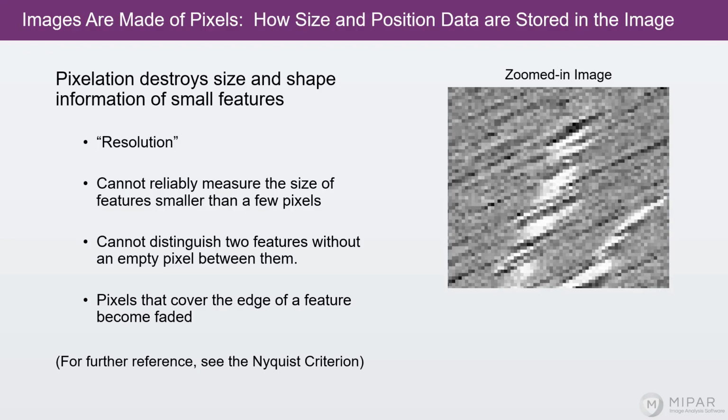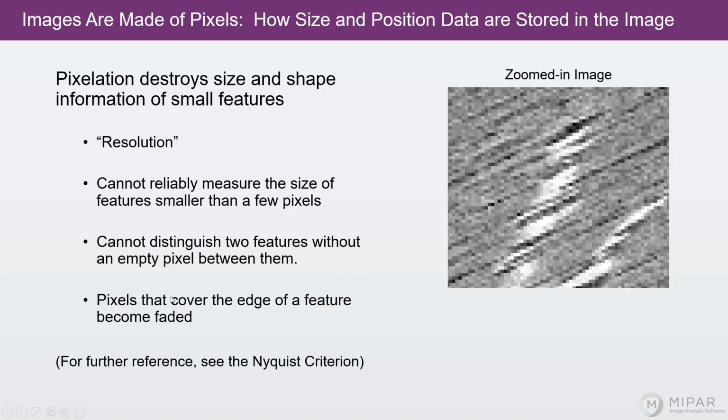This is known as the resolution of the image, how small those pixels are, and technically the distance between two features that you can distinguish based on the pixel size. So of course you can't reliably measure the size of features smaller than a few pixels. So is this feature here a pixel, half a pixel, just over a pixel? You can't really tell. And you can't distinguish between two features, of course, without an empty pixel between them. Right? Is this two features or one? Again, nobody knows.